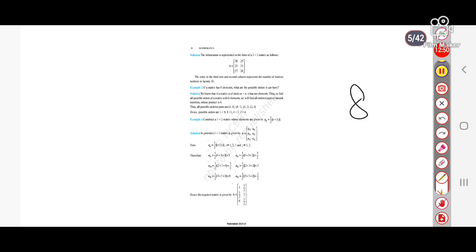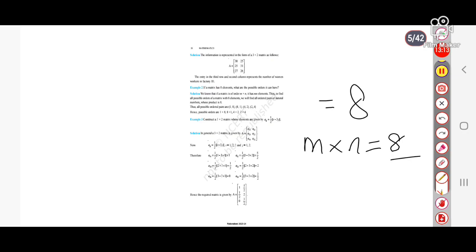Now, what they are asking is what are the possible orders it can have? So, the result is 8, right? As I told, the orders are represented as m and n. M cross n is equal to 8, right? They are given the answer as 8. Now, what are the values of m and n?